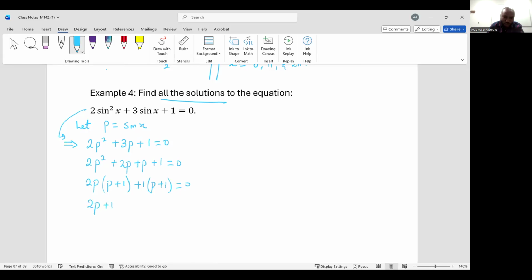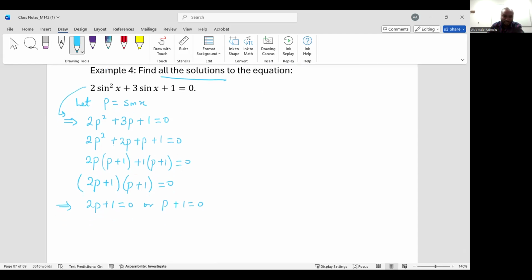So we have 2p plus 1, then p plus 1 equals 0, which implies that 2p plus 1 equals 0, or p plus 1 equals 0. And we have that 2p equals negative 1, and p equals negative 1 over 2. So p equals negative 1. So we have two situations. We need to pick that one by one, just like we did in our real world example.